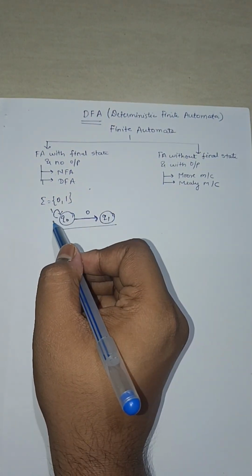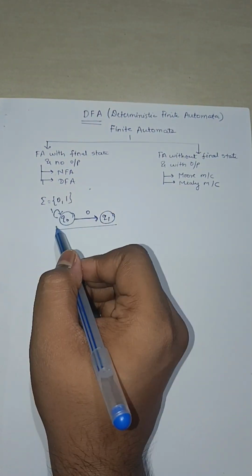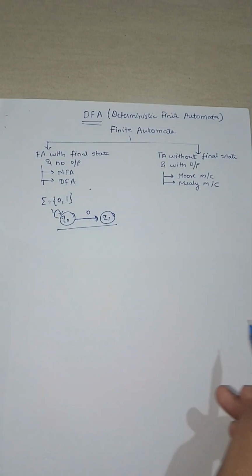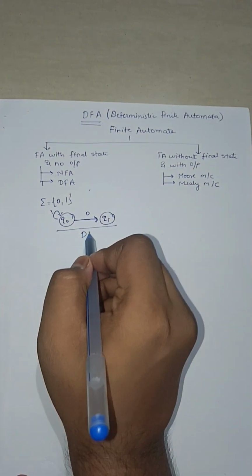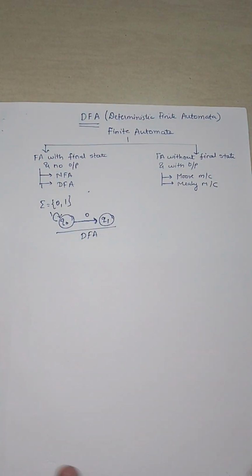On receiving 1, it is only one transition. It is going to the same state only, that's no issue. But the transition is only one. Means on each input symbol there is exactly one transition. This is DFA. Now how does NFA differ?